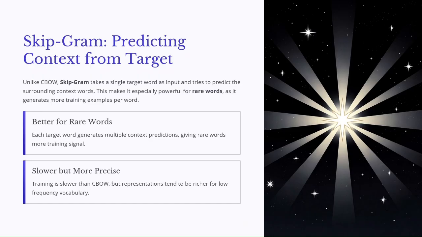Skipgram predicts the context from the target. Unlike CBOW, skipgram takes a single target word as input and tries to predict the surrounding context words. This makes it especially powerful for rare words as it generates more training examples per word. So it is better for rare words, slower but more precise. Training is slower than CBOW, but representations tend to be richer for low frequency vocabulary.